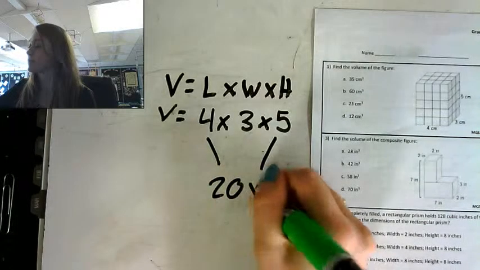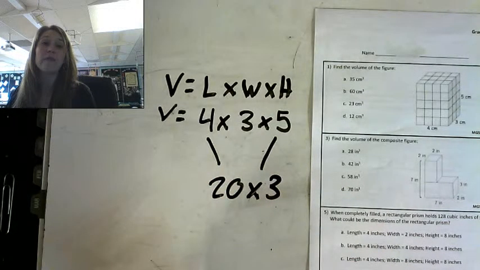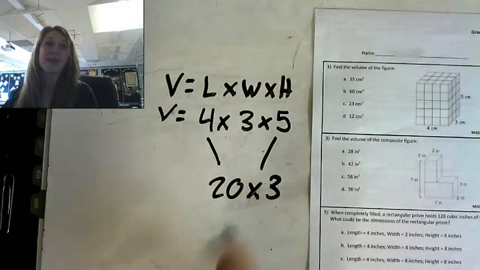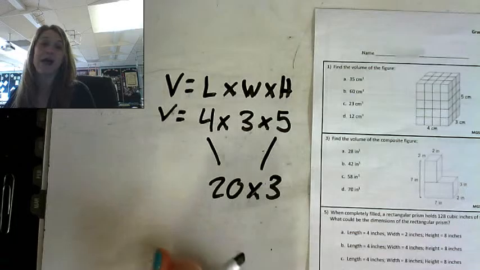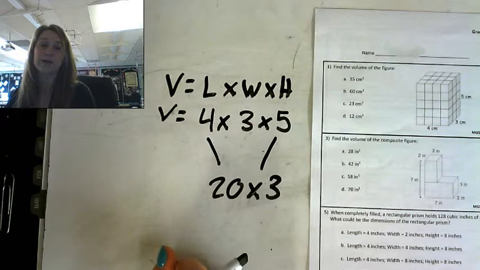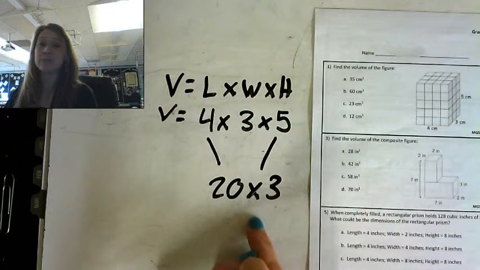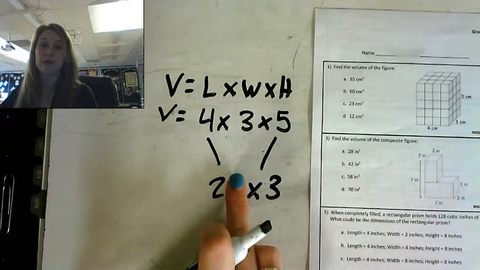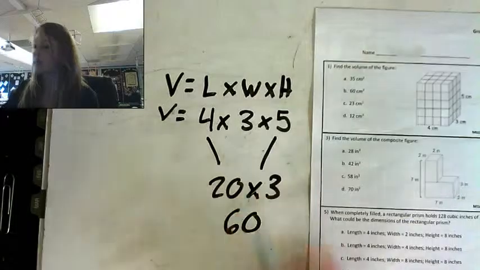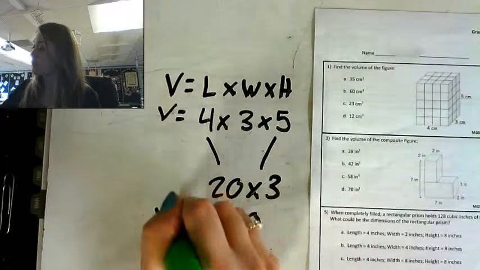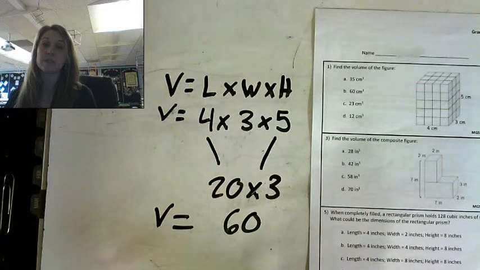So I'm going to do 4 times 5 to get me 20, and then multiply that times 3. The reason I chose to do this is because I can do the whole thing in my head without having to come over here and do any extra work. So now I have 20 times 3. I'm going to take that 0 away for just a minute. 2 times 3 gives me an answer of 6, and I add that 0 back in. So this tells me that my volume is going to be 60.